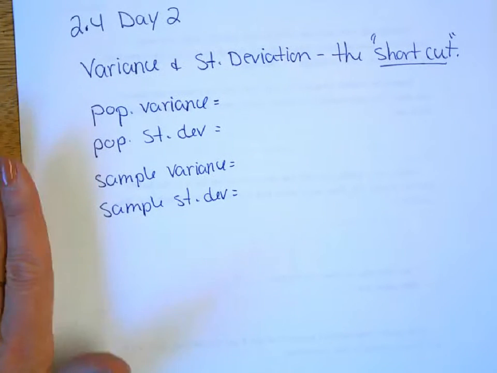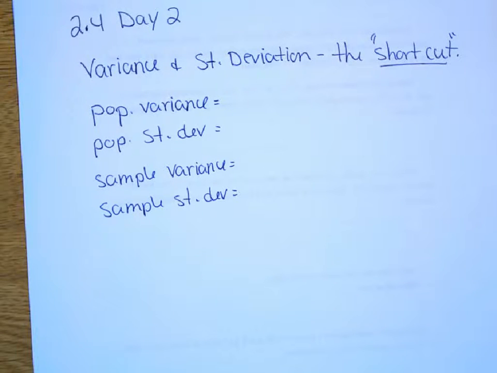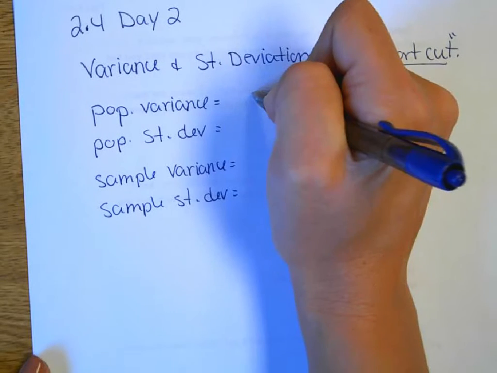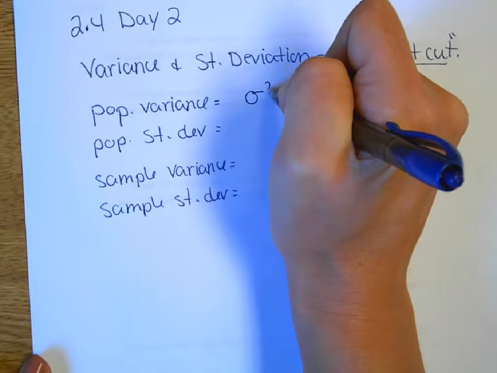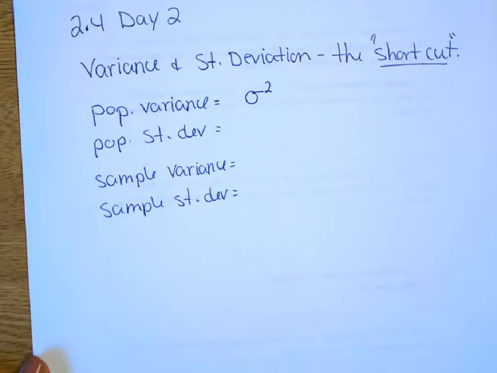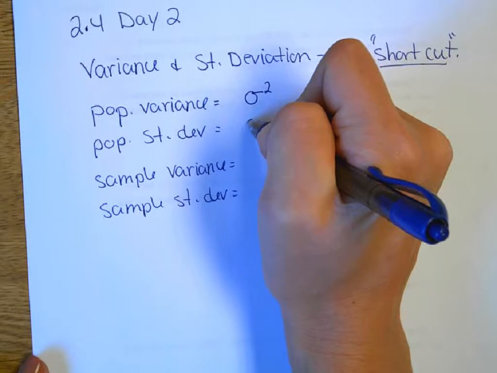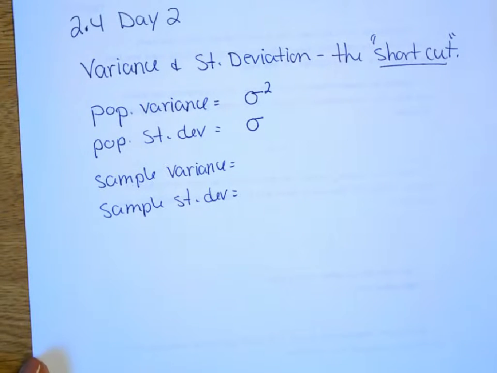I gave you all of these, well, seniors 2 days ago, juniors yesterday. The population ones are the Greek letters, and the sample ones are English letters. What's the symbol for population variance? Isn't it the O with the tail? And it's squared for variance because we take the square root of that to get down to standard deviation. So the population standard deviation is the sigma.